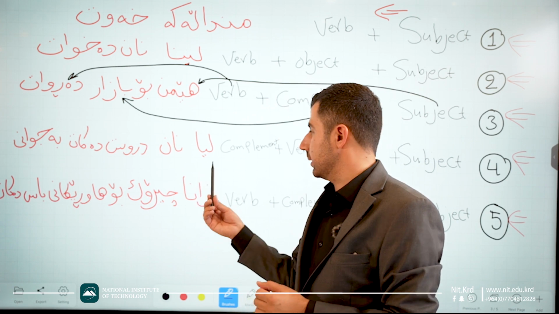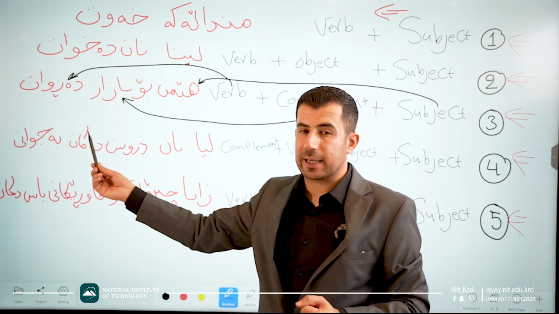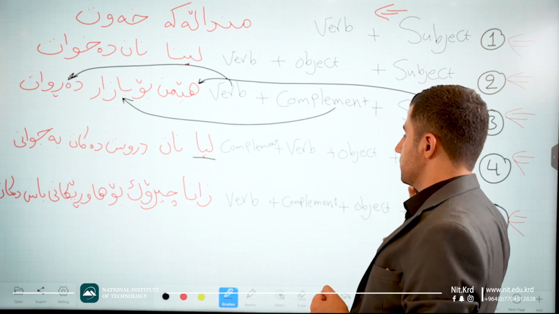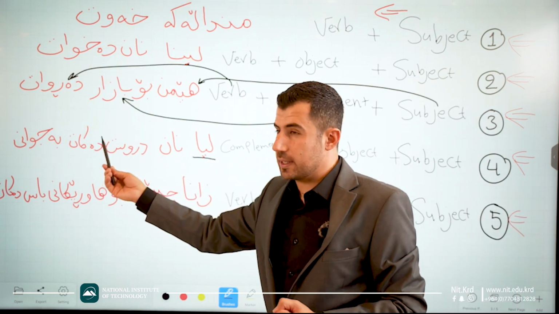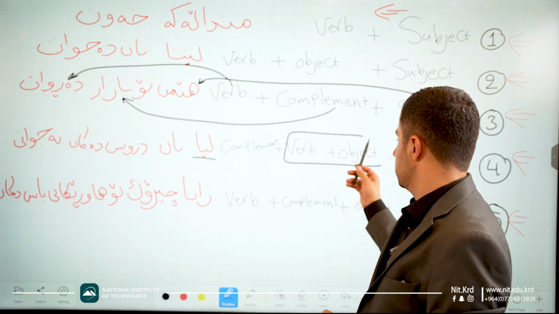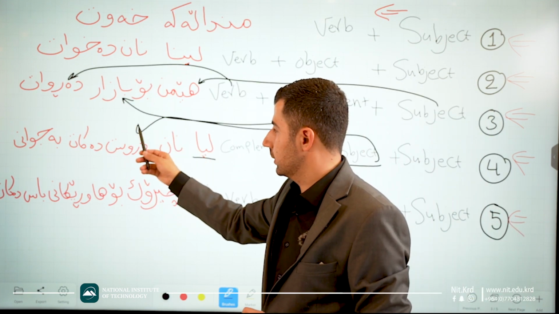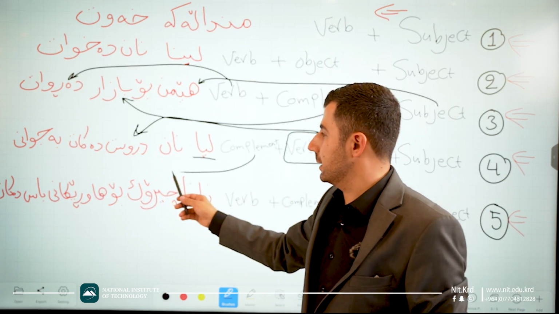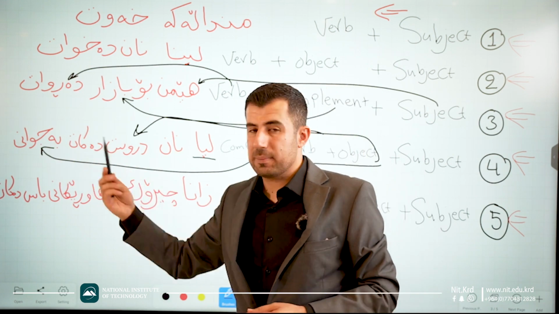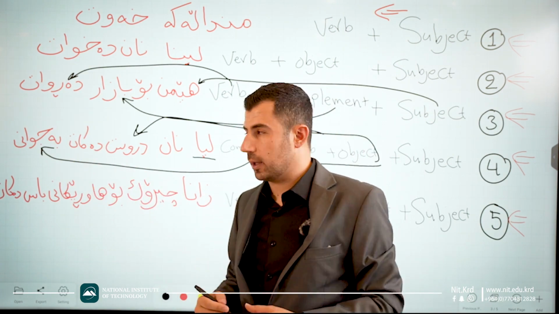Here we have an example. Lia nan drus dakat bajwani. Lia is the subject. Nan drus dakat altogether is the object and the verb. Okay, nan drus kirden. Good. And complement is bajwani, which is tawakari baride in Kurdish language.